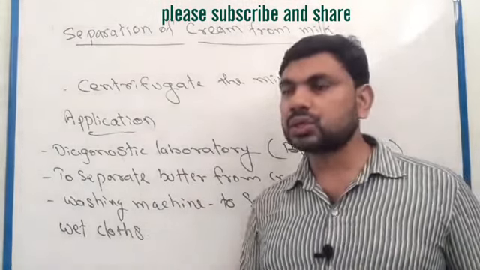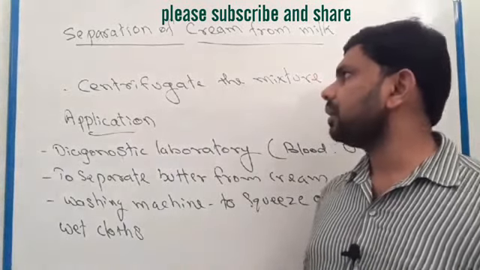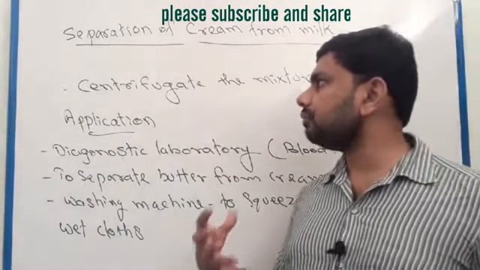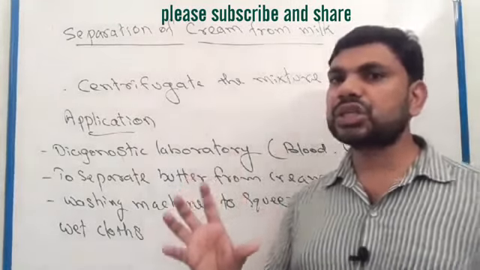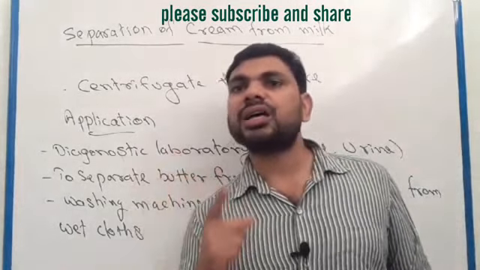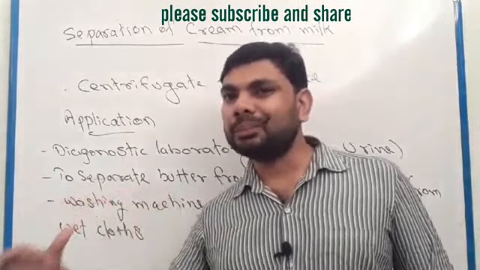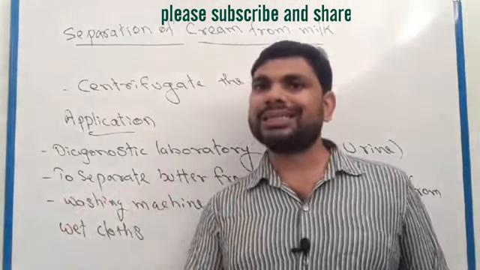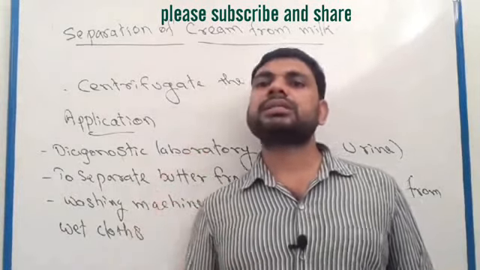So for cream from milk, and butter from cream, this type of separation uses centrifugation. Centrifugation means the mixture rotates very fast, helping to separate cream and milk, or solid and liquid.